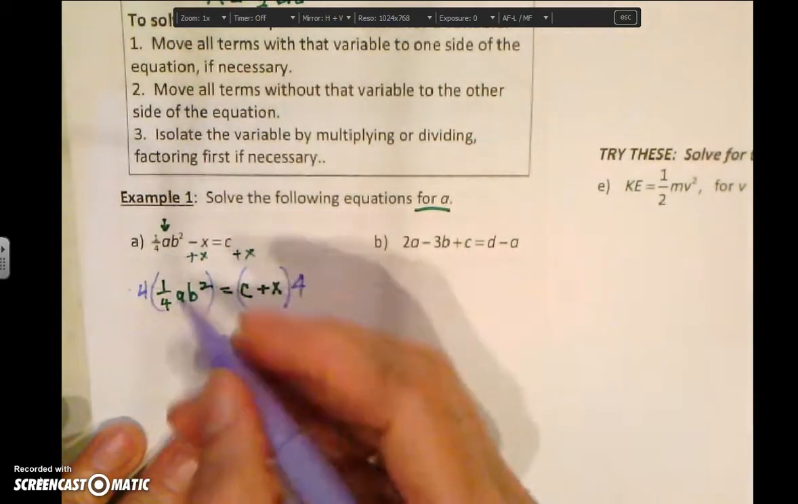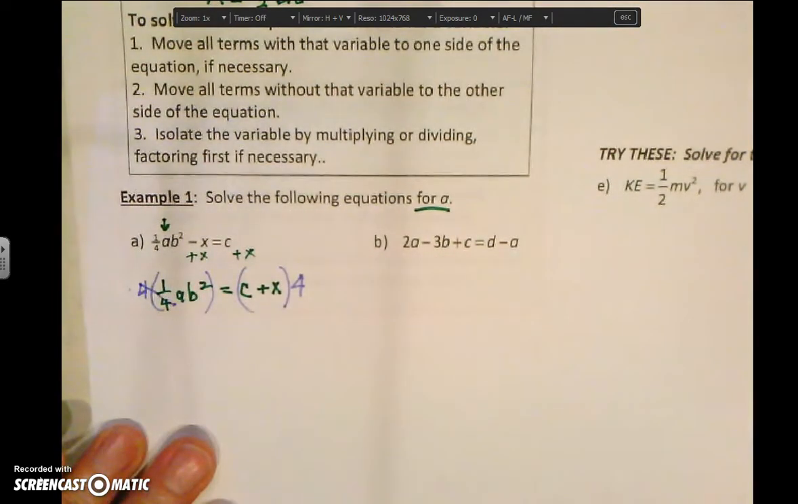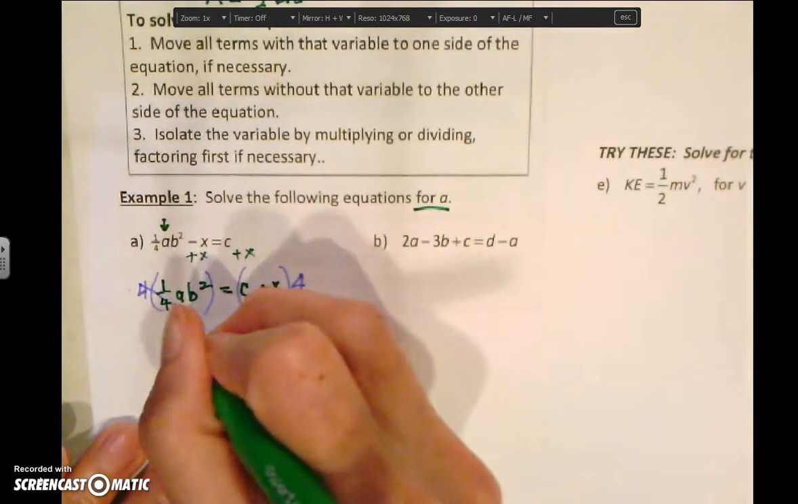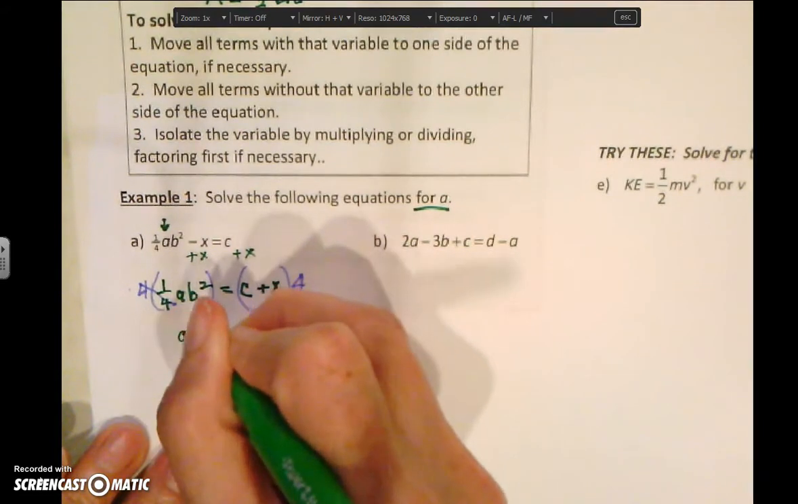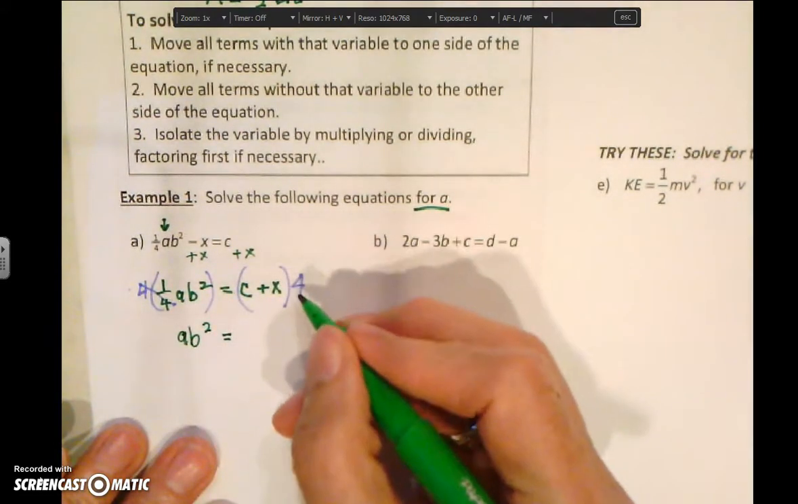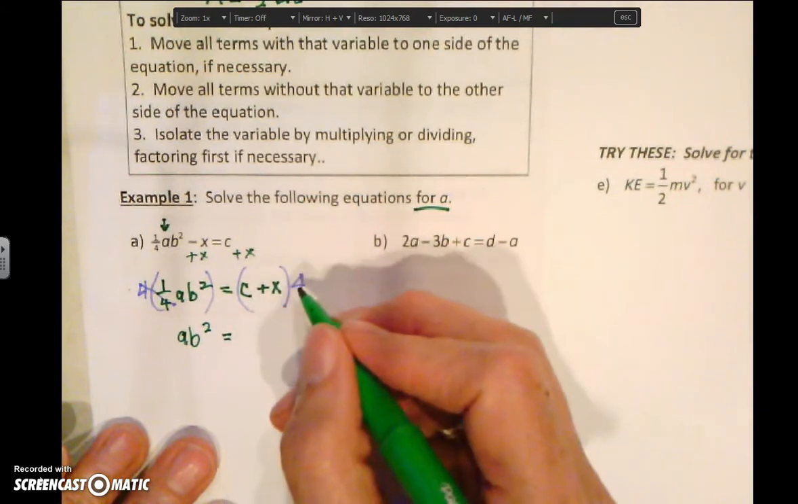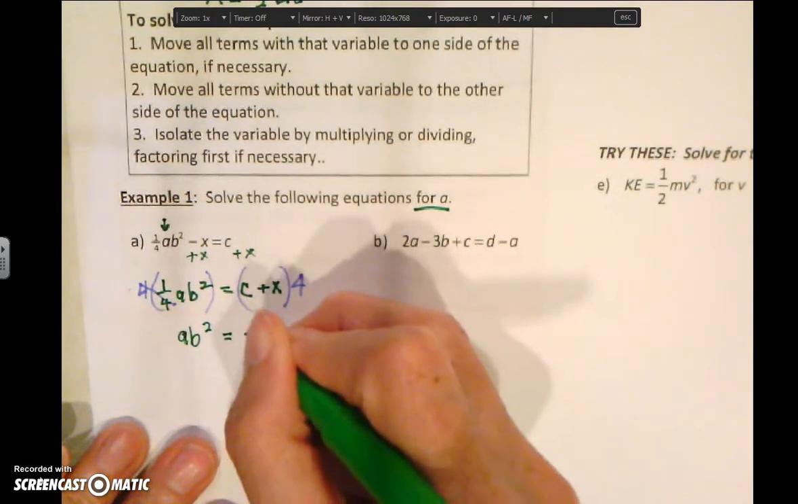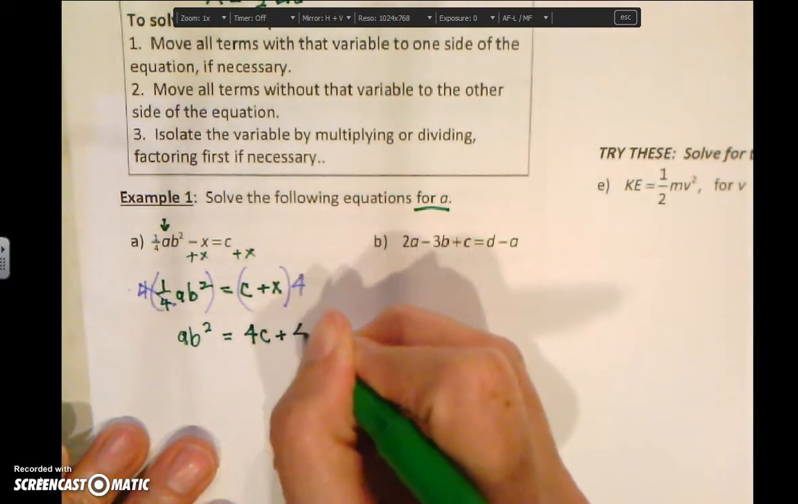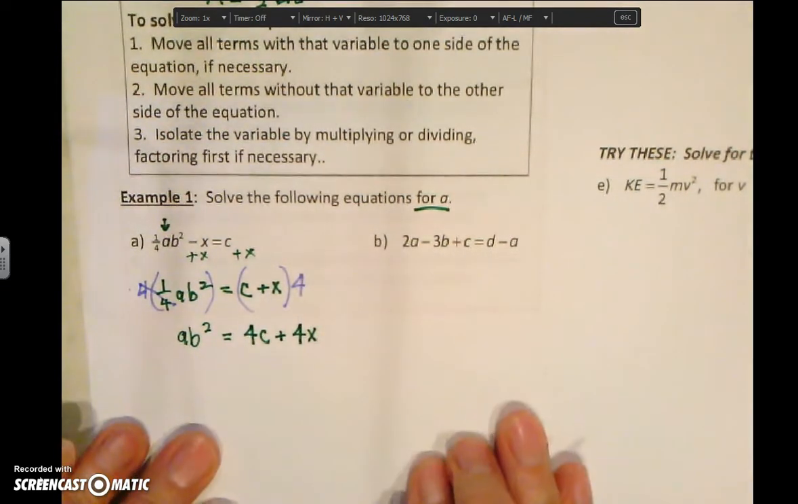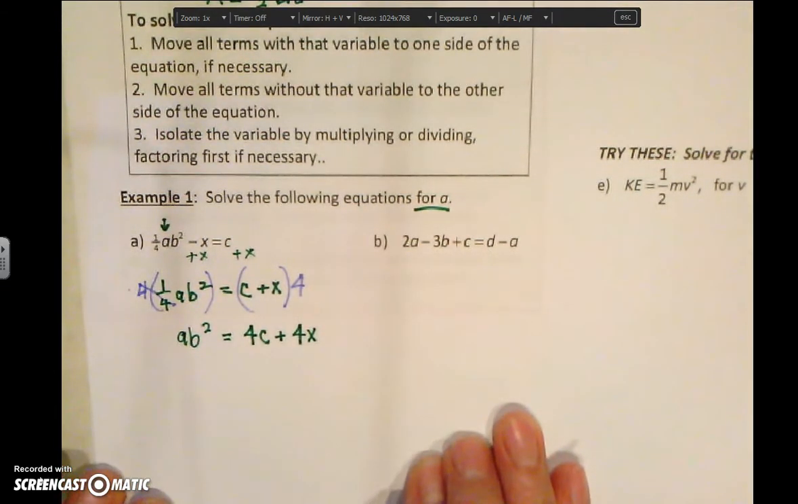And so when I multiply the left side by 4, those are going to cancel, and I'm going to be left with AB to the second is equal to, and I'm going to choose to distribute this. On these problems, there is not a right or wrong way often to do it. So if you chose to leave the 4 out front, it would still be okay as well.